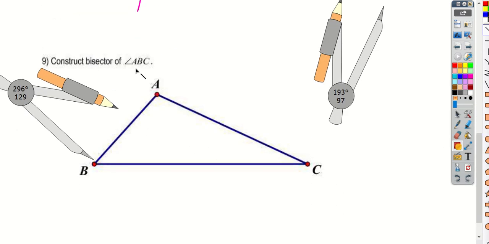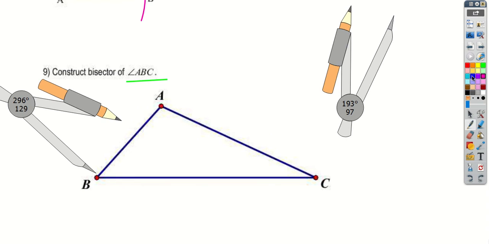All right, construct the bisector of angle ABC. Now, when I look at this angle, what I'm actually going to do is look at the middle letter. The middle letter is actually the angle. So when I do the bisector, I have to do angle B.